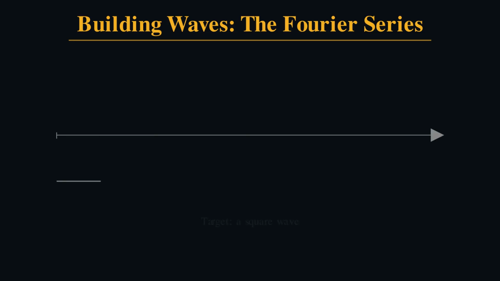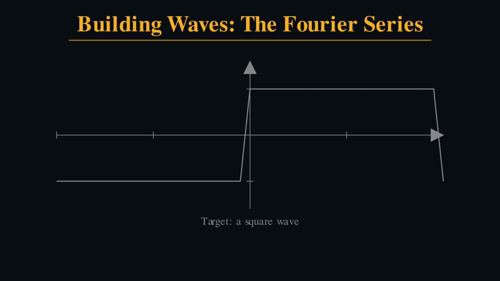Fourier's controversial claim was that any repeating shape, even one with sharp corners, can be built by stacking simple sine waves. Let us try to build a square wave. With a single sine wave, the fit is rough. But watch as we add more harmonics. 3, then 7, then 15, then 51. The more harmonics we add, the closer we get to a perfect square.